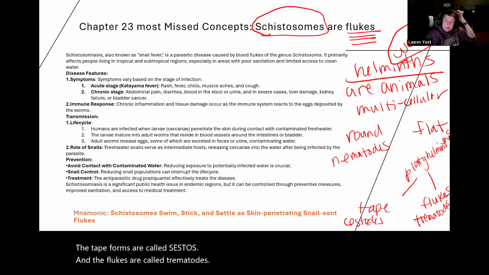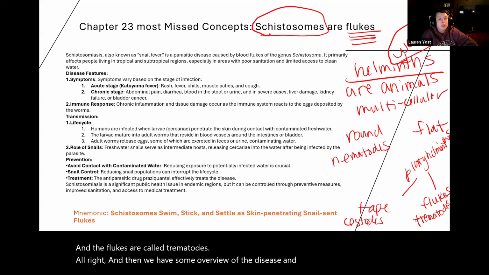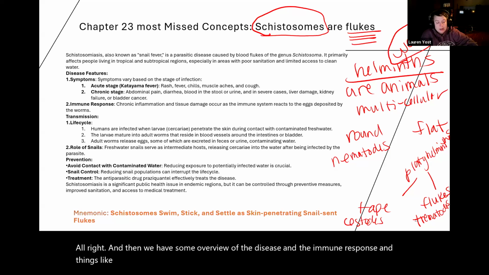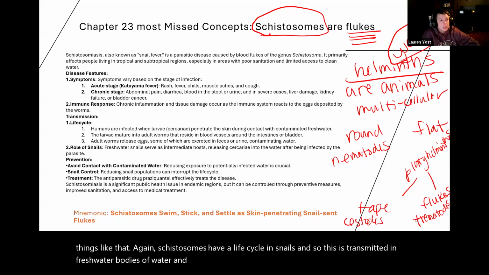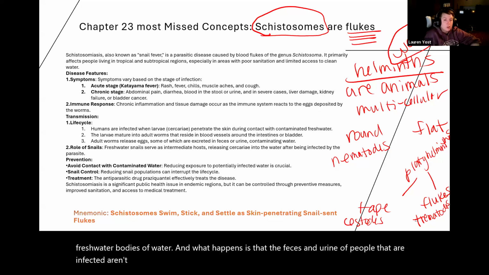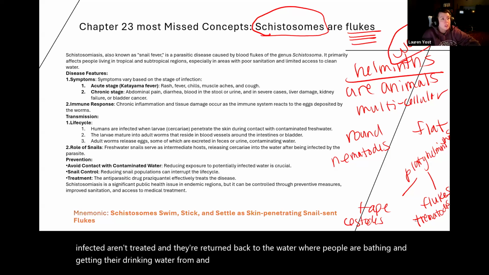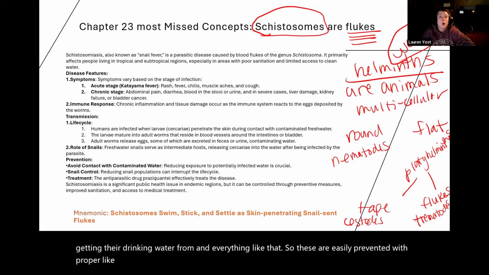All right. And then we have some overview of the disease and the immune response. Again, schistosomes have a life cycle in snails, and so this is transmitted in freshwater bodies of water. What happens is that the feces and urine of people that are infected aren't treated, and they're returned back to the water where people are bathing and getting their drinking water from. So these are easily prevented with proper sewage treatment and water treatment.